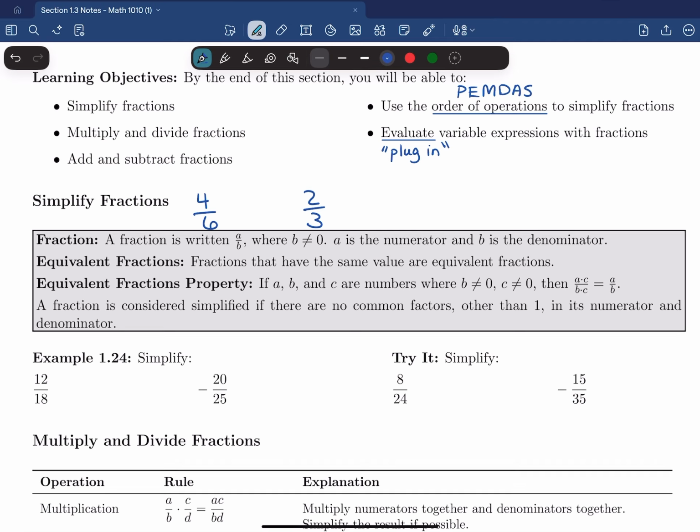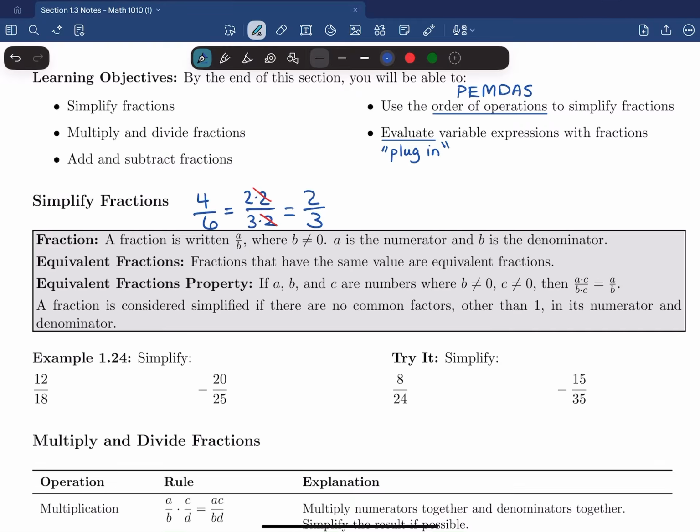Now, the equivalent fractions property says if a, b, and c are numbers where b cannot equal 0 and c cannot equal 0, then a times c divided by b times c equals a over b. Well, let's look at 4/6. 4 can be written as 2 times 2, and 6 can be written as 3 times 2. So according to the equivalent fractions property, we can cancel the common factor of 2 out of the top and bottom. And that's why we can say 4/6 is equal to 2/3.